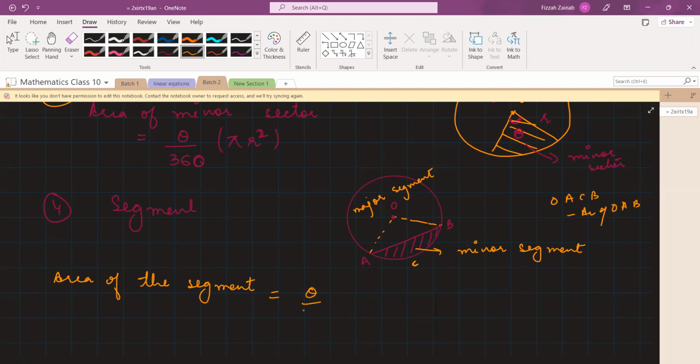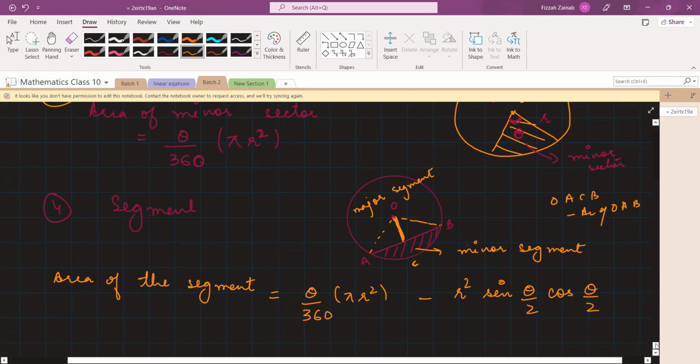You have theta by 360 into pi r square, which is the area of the sector, minus half base into height. I cannot use that here because I don't know the height. What I know is the radius, which is OC, but the height I don't know. So if you don't know it, you can use this formula, which I'm giving you: r square into sine of theta by 2 into cos of theta by 2.